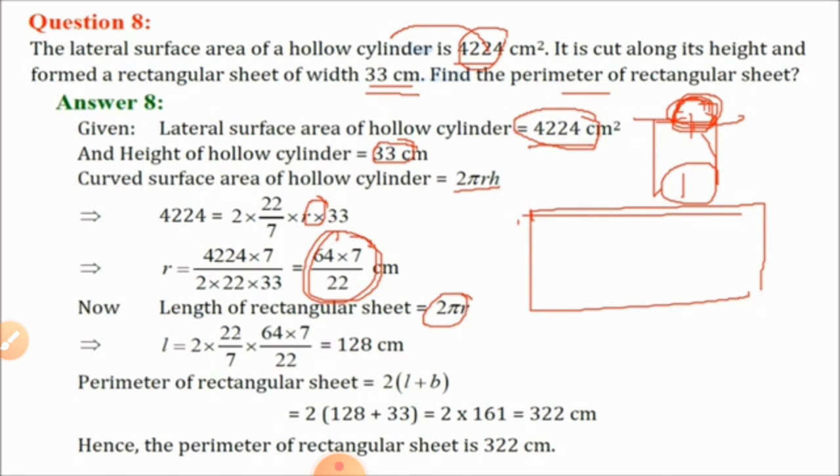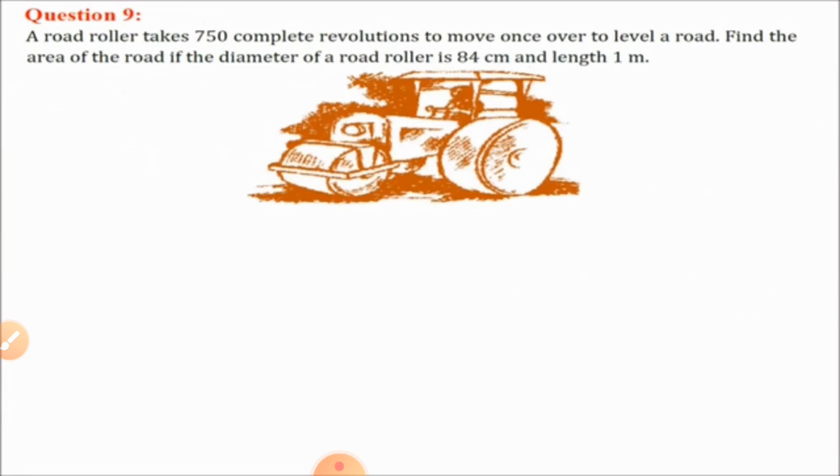Yes, an open page, if you round it, it becomes a cylinder. Then after simplifying, 22 goes, 7 and 7 go, what is left? 64 into 2, that's 128. Yes, my dear student, 2 into (128 plus 33) gives you 161 times 2. 322 is the final answer.